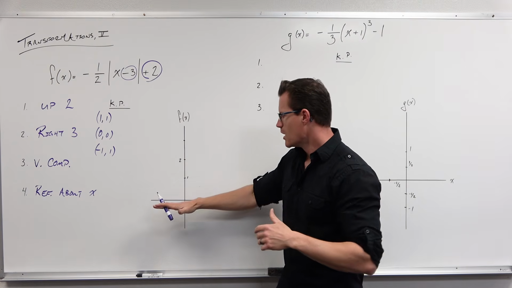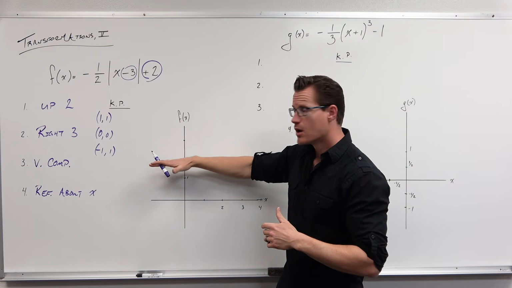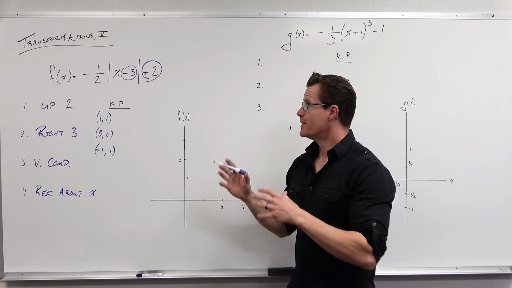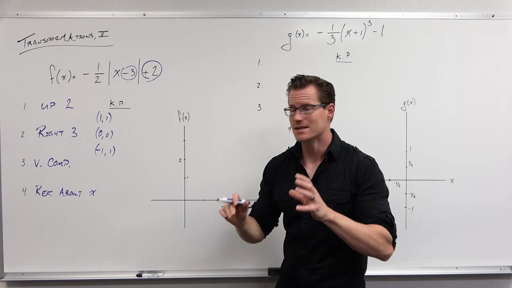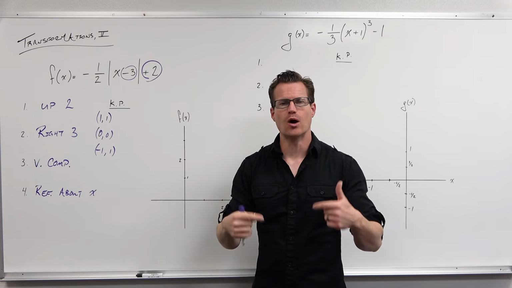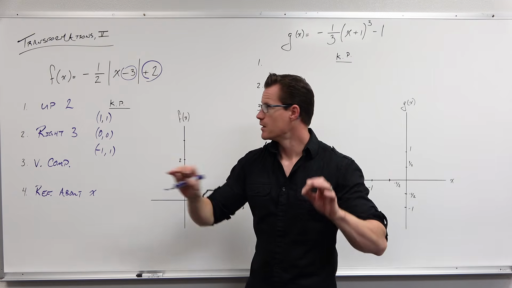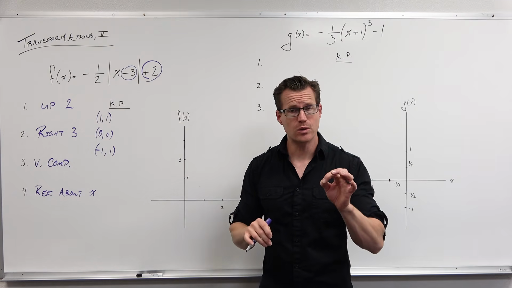If we shift this up 2, we're going to move our axis up 2 units. We're going to move our other axis, our vertical axis, over 3 units. Then we're going to take those outputs and say, wait, that -1/2 affects our output values only. The shifting affected our input values, but this -1/2 affects our output values only of our key points.